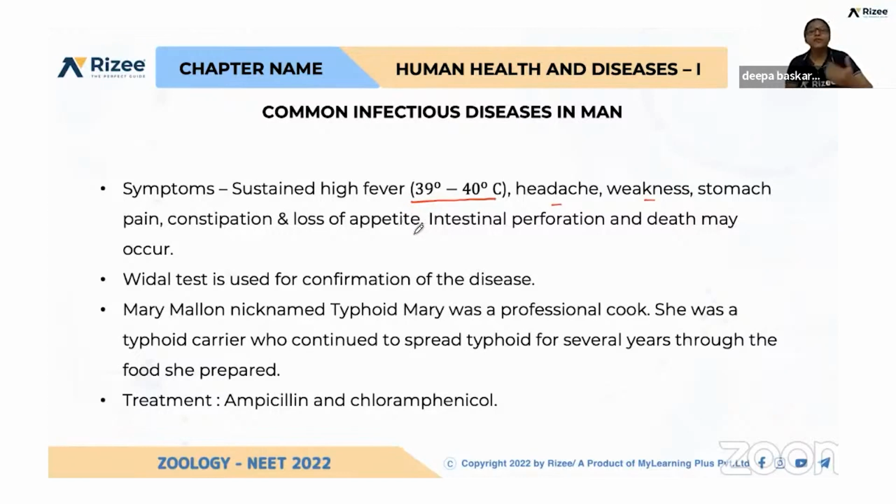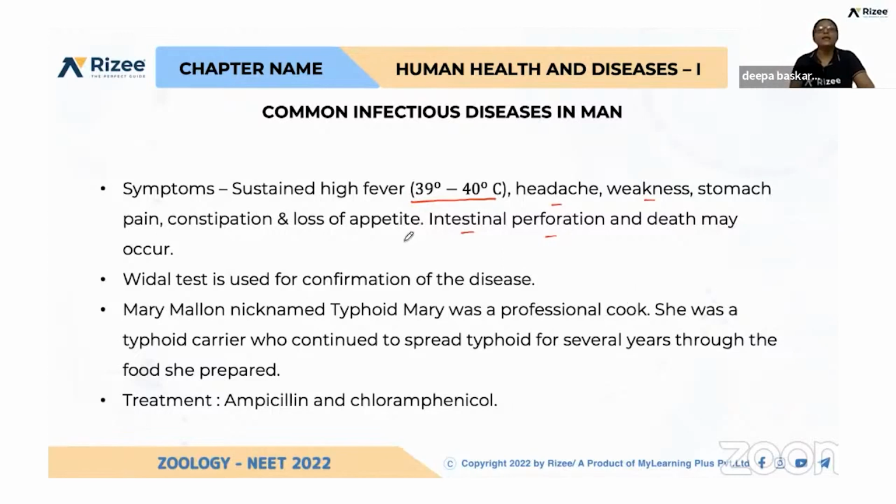And again, even if we see the food, if we are affected with typhoid, we won't have that feeling of eating. Okay, from that we can easily identify typhoid. And again, if it is not identified in early stages, and no medications are given properly, that leads to intestinal perforation and death.